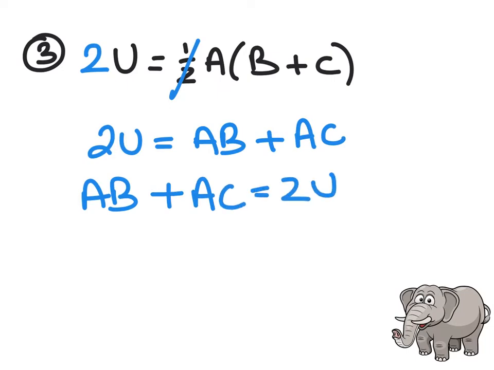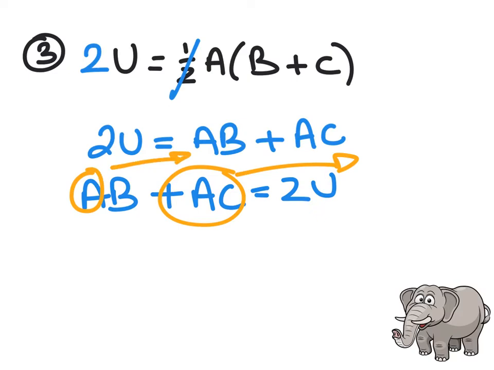Now, because I'm looking to get b on its own, that means the ac is going to have to move over to the other side, and it means the a is going to have to move over to the other side. So then I end up with b equals. So the 2u stays there, the positive ac goes across as a negative, and then the a, which is multiplying here, goes across as a divide.